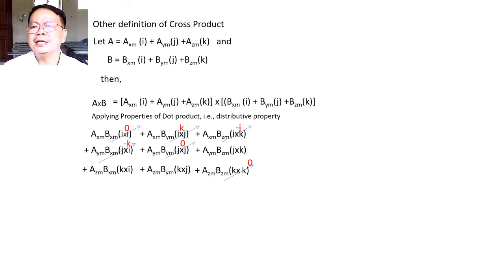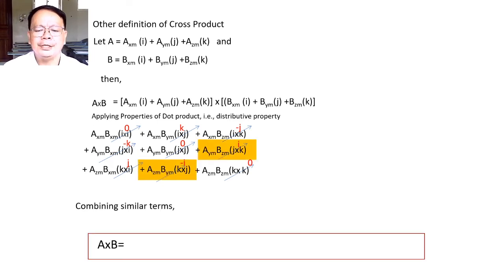While J cross I is negative K, J cross K is I, K cross I is J, and K cross J is negative I. Now, if you combine all the similar terms, you will notice that these two terms are similar. So if we rearrange them, this becomes equal to AYM BZM minus AZM BYM of I.